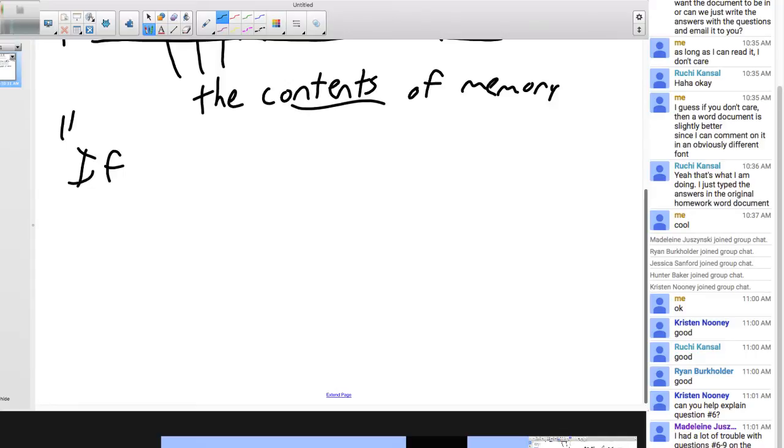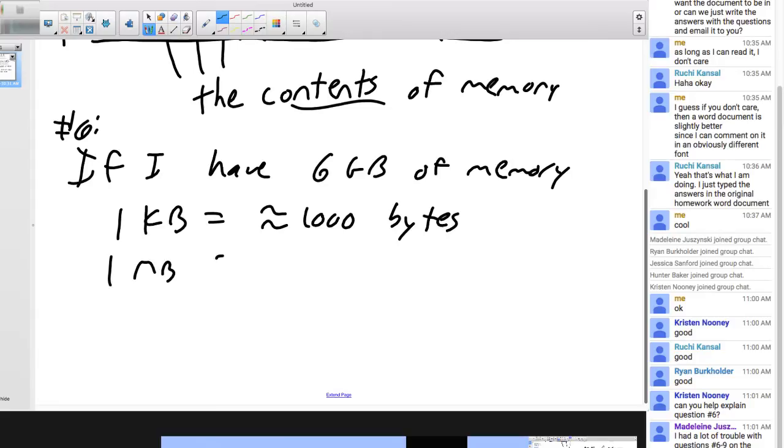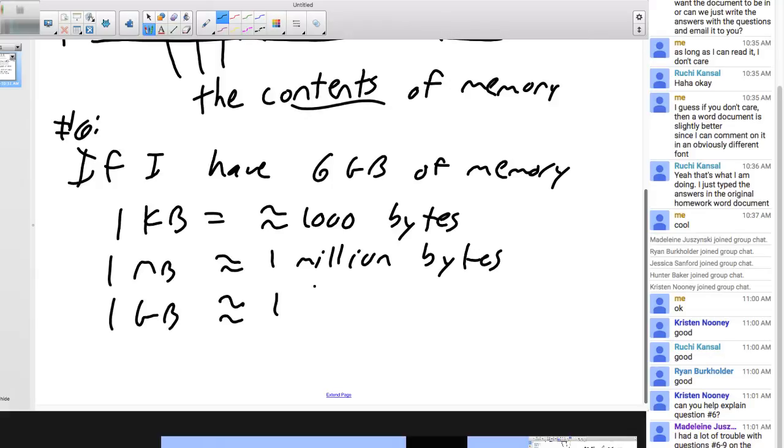If I have 6 gigabytes of memory, I don't know if I ever officially told you this, but 1 kilobyte is around 1,000 bytes. It's a little bit more because it's really 1,024 because the powers are 2, but you'll be fine with this. 1 megabyte is around 1 million bytes. 1 gigabyte is around 1 billion bytes. And I think terabytes is the next one, and that's trillion, and so on and so on.